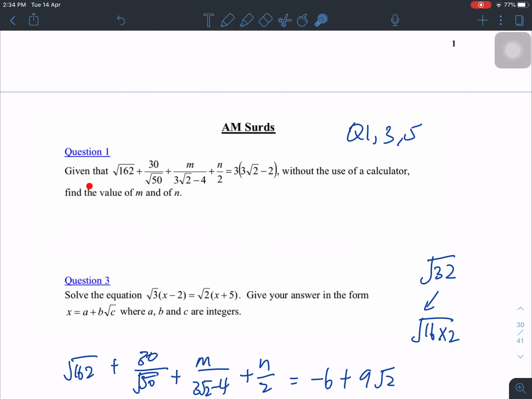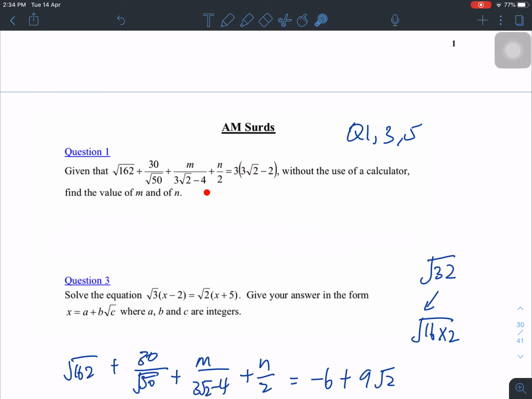So what happens is that in this question they are simply giving us this very complicated looking equation, and without the use of the calculator we are supposed to find the values of m and n. So how are we supposed to do that? If you notice on the right hand side, it's just a very simplified and nice equation, right? So if you multiply in 3, you simply get a constant plus some term in front of square root 2. So that is actually a nice surd.